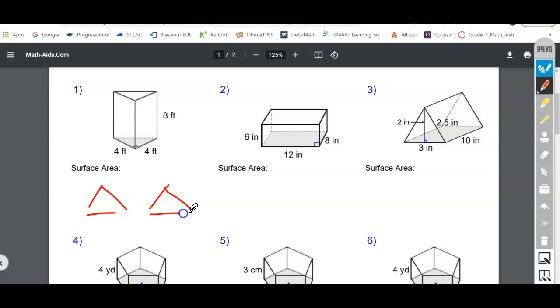Both triangles are going to be the same. So to find the area of a triangle, we have to do 1/2 times base times height, correct? So what is the base and the height of that triangle? 4 and 4, right? Those are where we get the perpendicular measurements. So what's 1/2 times 4 times 4?